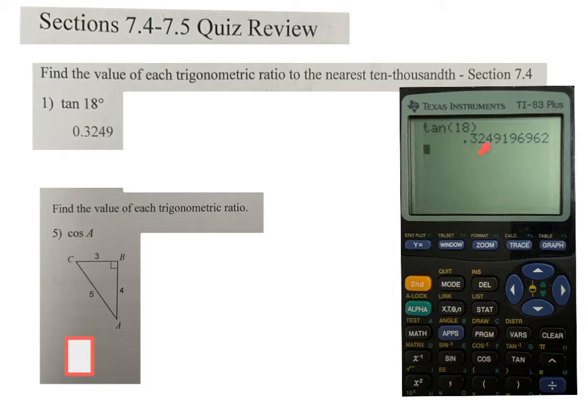This is 0.32491. So if you're going to round this 9, you need to look at the number to the right. If it is 4 or below, you keep it the 9. If it is 5 or above, you're going to round it up. In this case, it was 4 or below. So your answer is just going to be 0.3249.